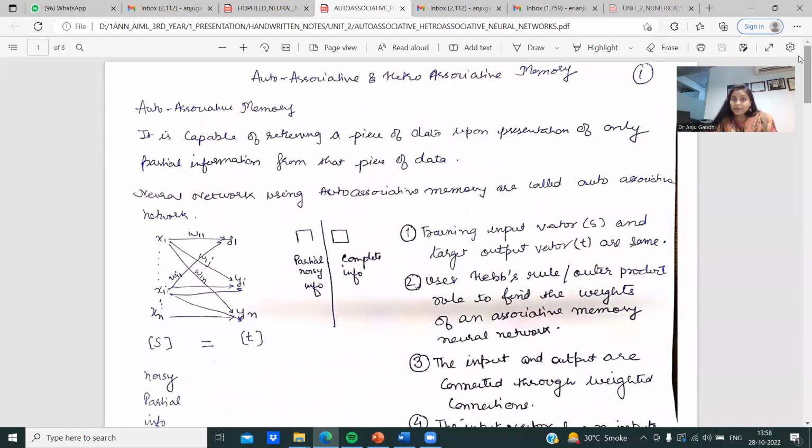So this is the way we can demonstrate autoassociative memory and heteroassociative memory. Now, moving ahead, we have some numericals based on these associative memories, so we will be discussing those now.